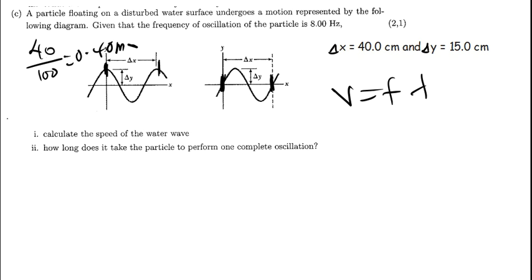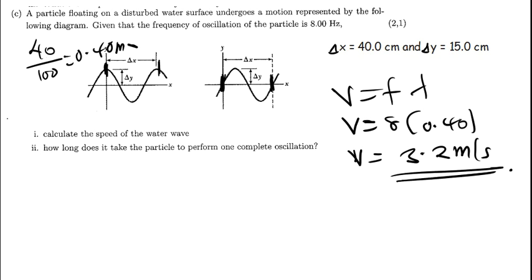Okay, so v will be equal to 8 times the lambda, which is 0.40. So v will be 0.40 times 8. That should be 3.2 meters per second. That's 2 marks. We are done.